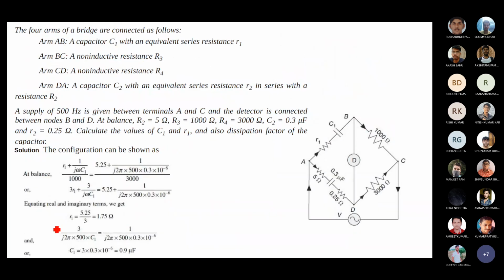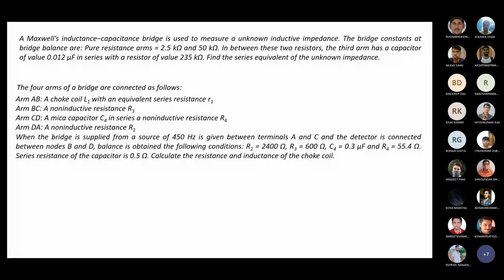The next problem is based on four arms also given: AB, BC, CD, DA. The frequency given is 500 hertz. The AC terminal is also given. Other values like R2, R3 are given. You also have to find other parameters, including dissipation factors. For the balance condition you configure the Z value. Finally you are able to get the value of C1, the unknown quantity. Then R2 you can also get, and R1 also. So these numerical problems you can do for the home assignment.